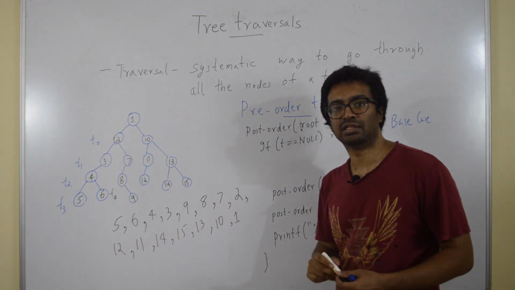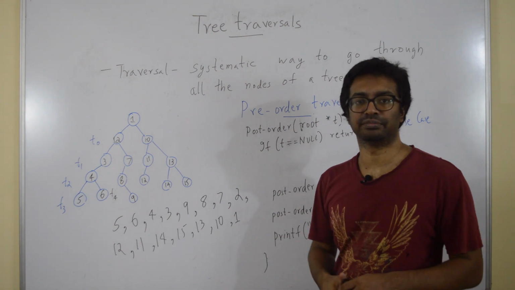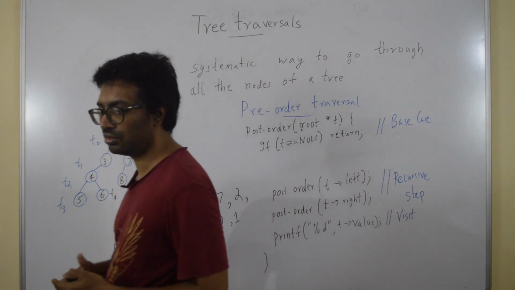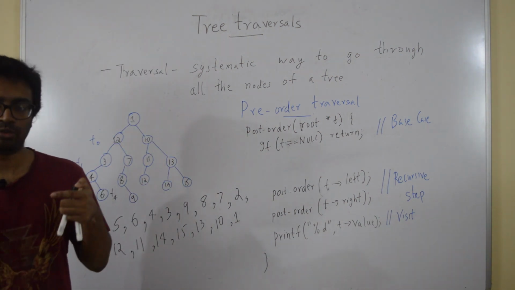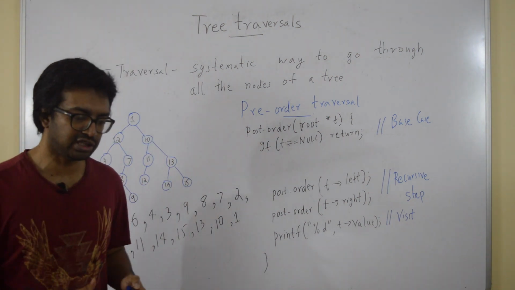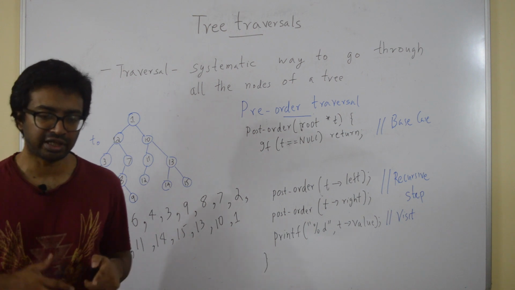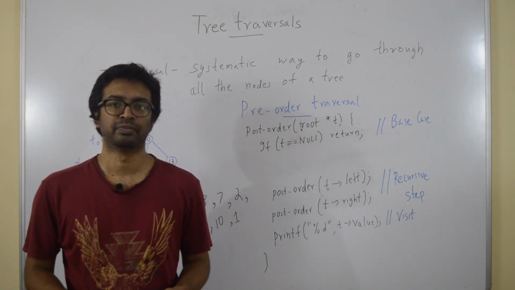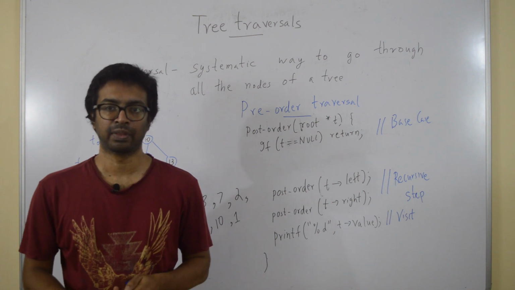Okay, this is a post order traversal. In a post order traversal, I'm going to summarize: I visit the left child, the left subtree, and then I visit the right subtree, and then I print the value of mine. I visit the node. Okay, that's post order.